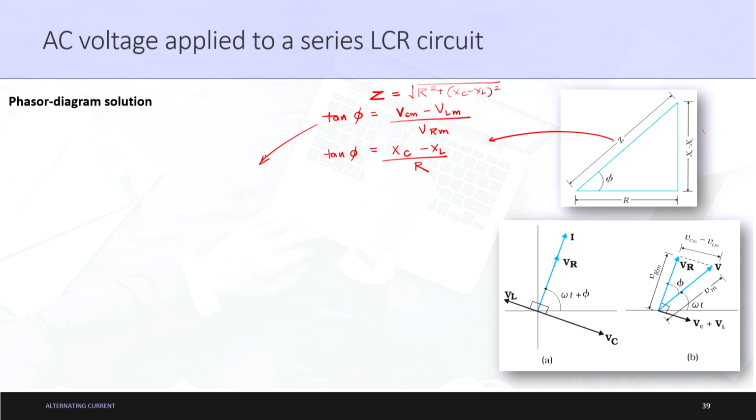As we know the lengths of every value written here: VCm is nothing but Im into Xc, VLm is nothing but Im into XL, and VRm is nothing but Im into R. If you take Im out of each of them, we finally obtain (Xc minus XL) by R only. So, either you derive directly or go by this sequence, both times you will obtain the same result, which is equal to (Xc minus XL) upon R. Fine, so this is another equation.